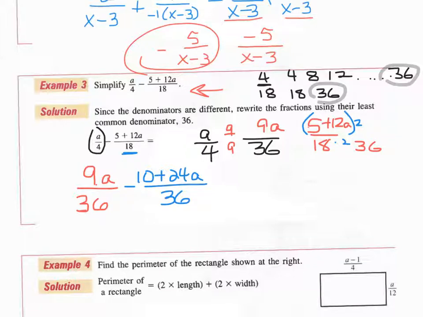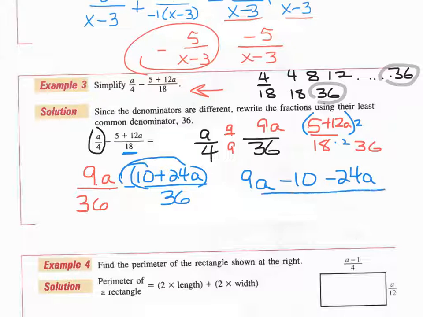Now, you have to be careful on the subtraction problems, just like we did with the polynomials. We're going to do like a keep, flip, change, or we need to remember to distribute the subtraction sign to all of the terms in the numerator. So this subtraction sign needs to go to the 10 and to the 24. So I'm going to rewrite my problem. I'm going to leave the 9a alone. I'm going to change the 10 to negative, and then the 24 and make it negative. And then it all has the common denominator of 36.